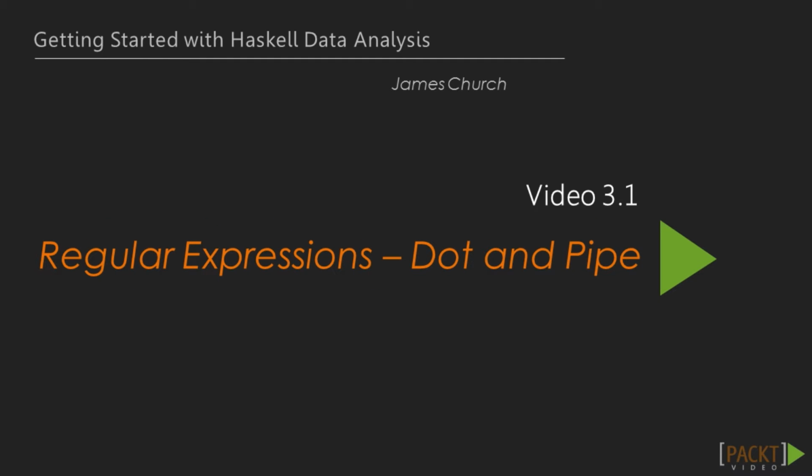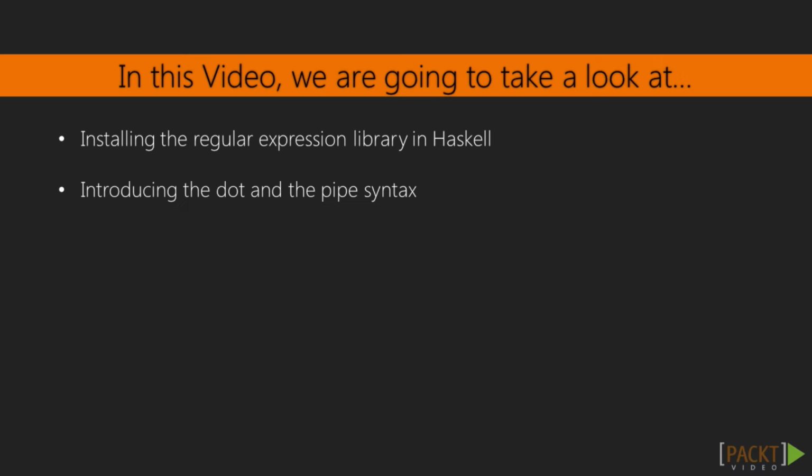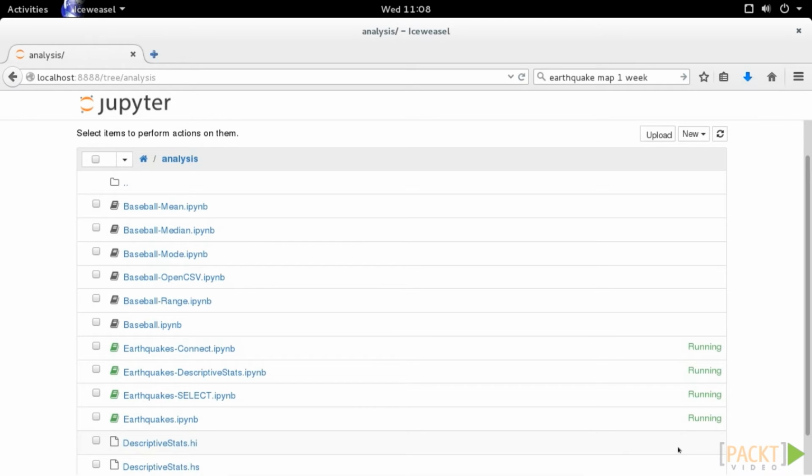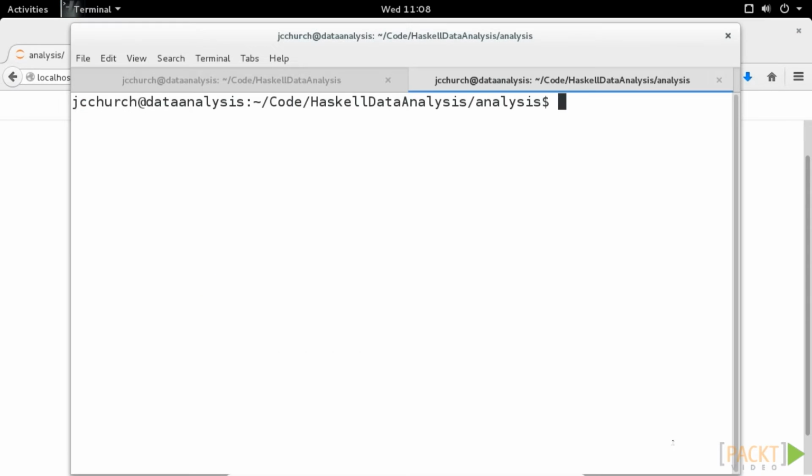So in this video, we're going to cover two basic bits of regular expression syntax, and those are dots and pipes. To begin our video, we are going to install the regular expression library in Haskell, and we are going to introduce the dots and the pipe syntax. So let's get started. I'm going to move over to my virtual machine, and let's find the terminal.